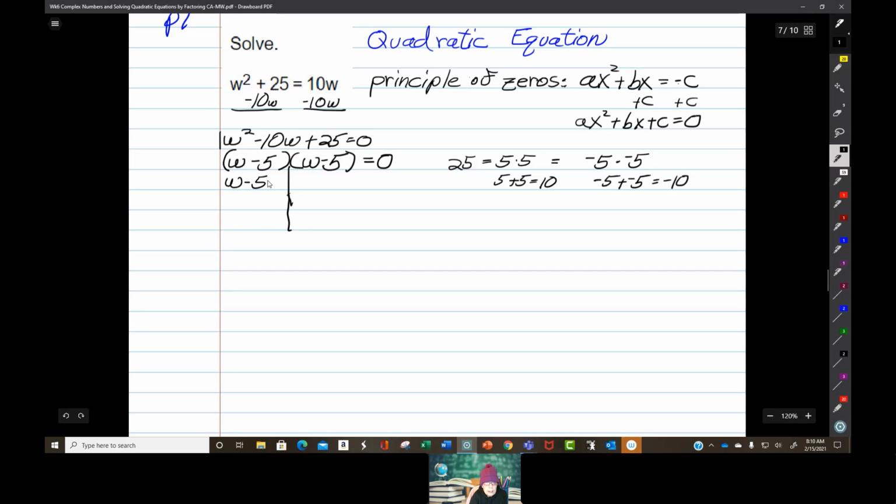W minus 5 equals 0, and W minus 5 equals 0. So I'm going to add 5 to both sides of the equation, little equation. Negative 5 plus 5 is 0, and so W equals positive 5. And I'll have the same thing over here. W equals positive 5. The solution to my equation is W equals 5.